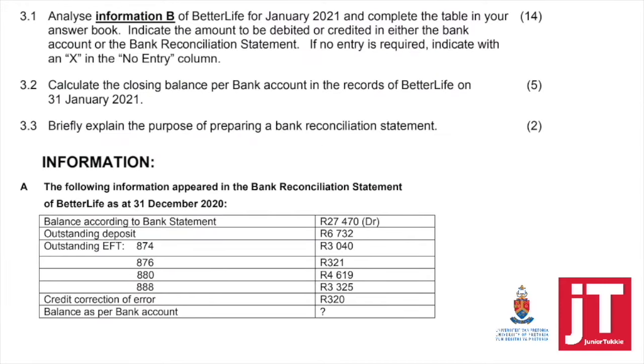Looking at this activity, analyze the information B and complete the table in your answer book. Indicate the amount to be debited or credited in either the bank account or in the bank reconciliation statement. Then calculate the closing balance per bank account and explain the purpose of bank recon.